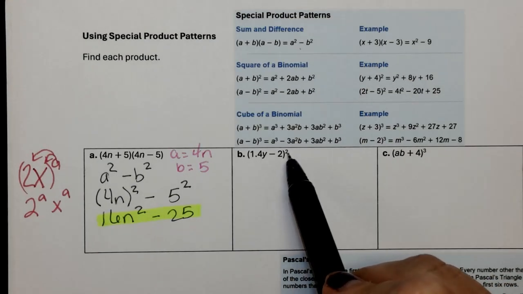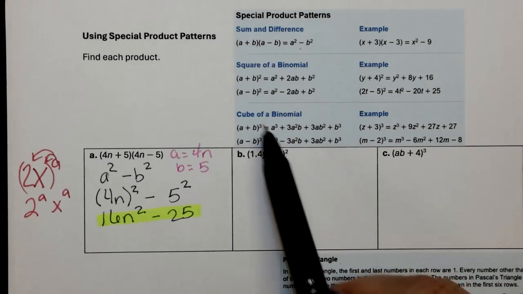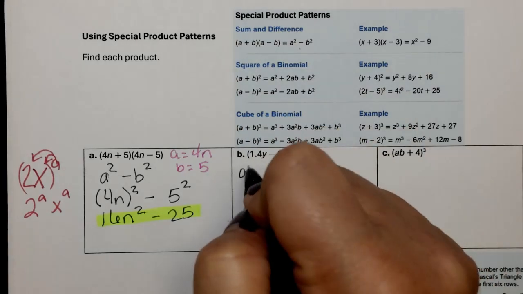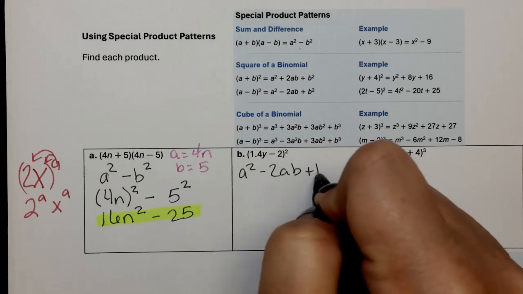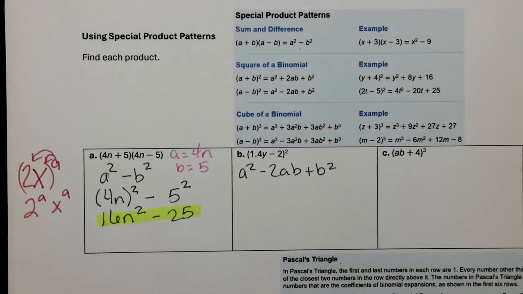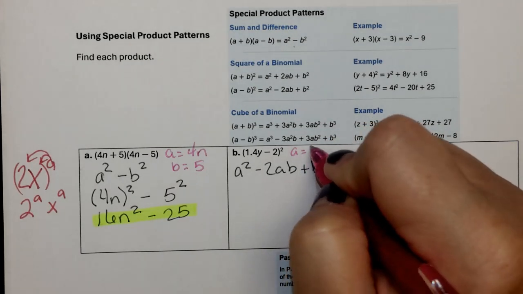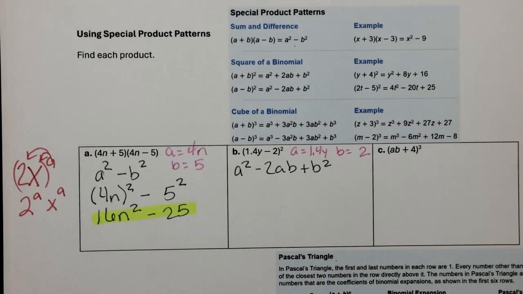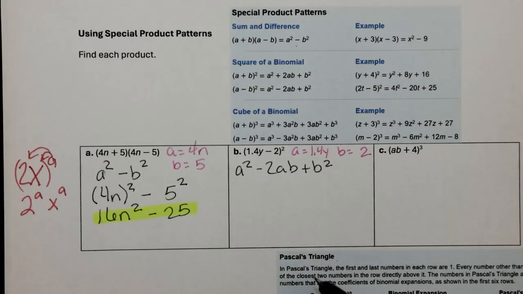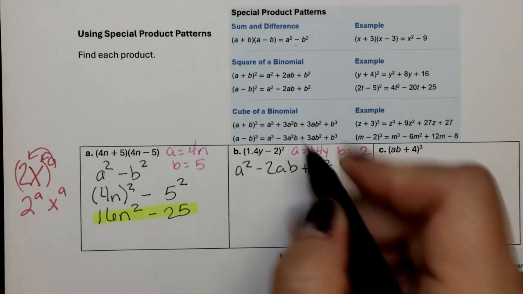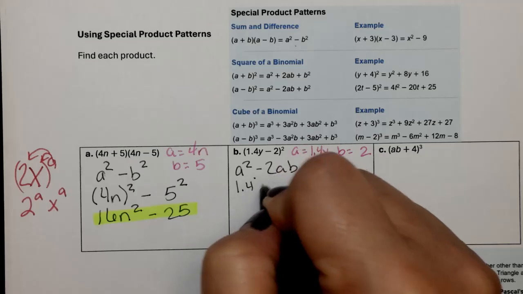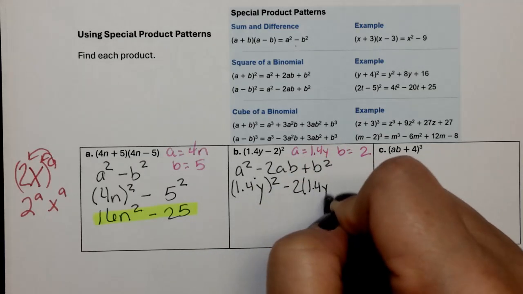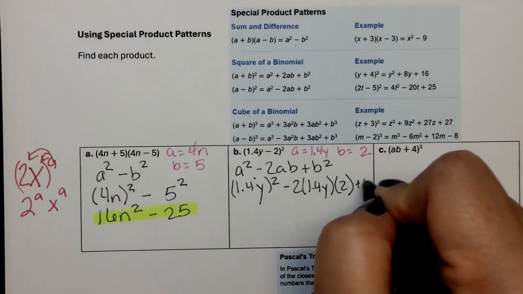We have something being raised to the second power, and there's a subtraction in between, so we have square of a binomial. So we're going to use the pattern a squared minus 2ab plus b squared. Let's identify our a and our b. So our a is 1.4y, and our b is 2. Again, we do not care about the sign because the sign is in the pattern. So I'm going to plug in my a. So I got 1.4y, and that is squared, minus 2 times 1.4y times 2, and then plus 2 squared.